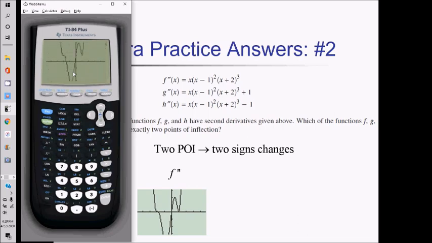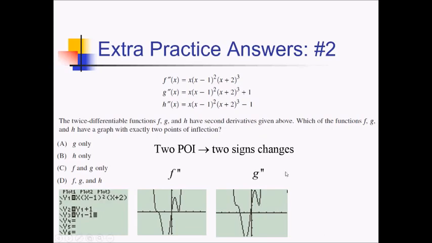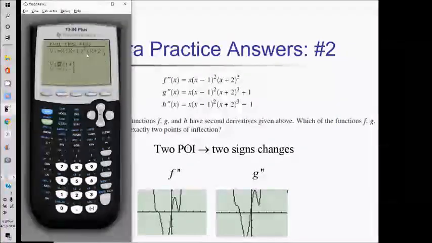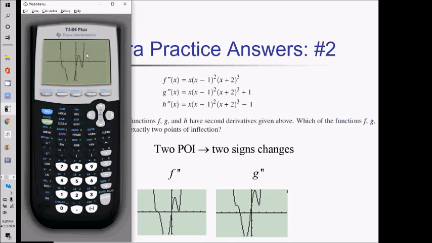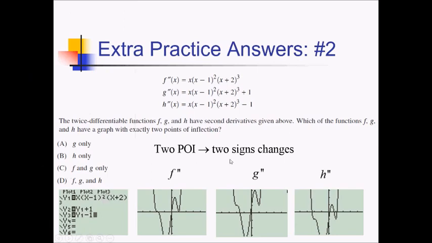There's g. So far, f double prime crossed twice, it looked like, and g double prime also looks like it's crossing twice. Let's look at h double prime. So going back to y equals one more time, I'm going to deselect g and select h double prime and graph that. And that one crosses, let's see, 1, 2, 3, 4, well, more than twice. So there's h double prime again. So taking a look at these, only f double prime and g double prime cross exactly twice. Therefore, we're going to pick answer choice C.